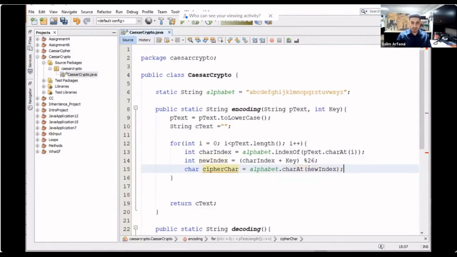By the way, just so you know, and keep this in mind, this is just one way of doing it. There are thousands of ways of implementing the Caesar cipher algorithm. So don't think that this is the only way.